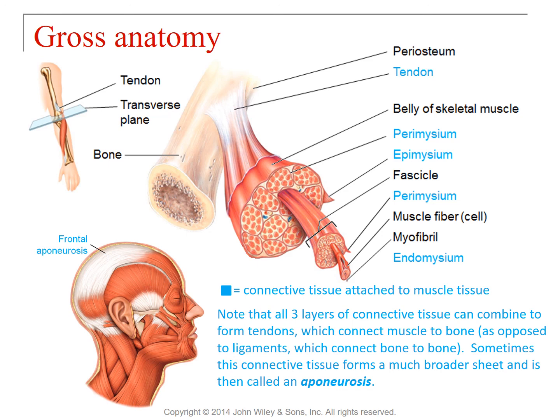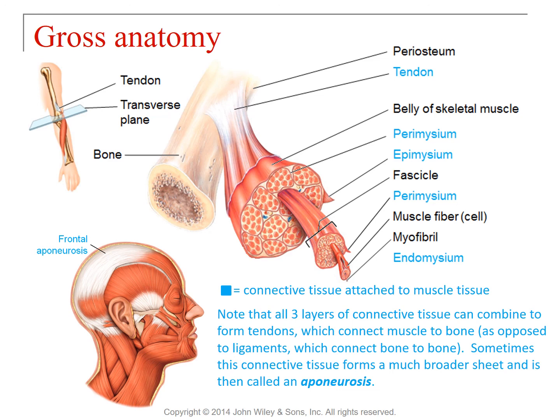So one thing I also wanted to point out, that all 3 layers of connective tissue, the epimysium, the perimysium, the endomysium, can combine to form tendons. And tendons are what connect muscle to bone, as opposed to ligaments, which connect bone to bone. Now, if you ever find yourself mixing up tendons and ligaments, just remember your most well-known tendon, the Achilles tendon, which attaches your calcaneus bone to the gastrocnemius or calf muscle.